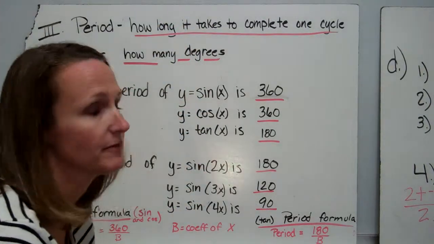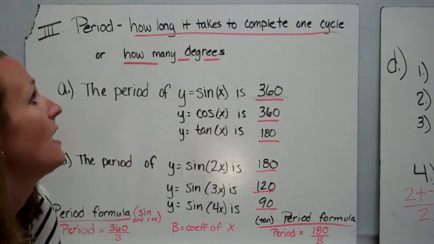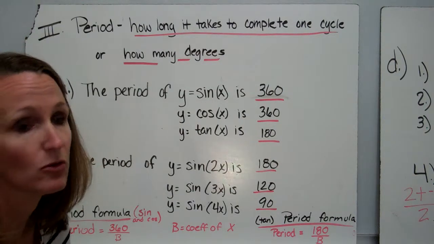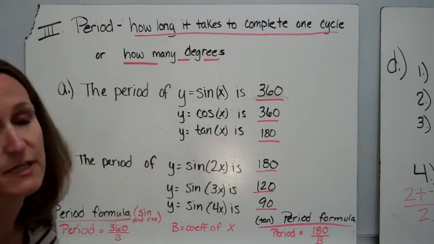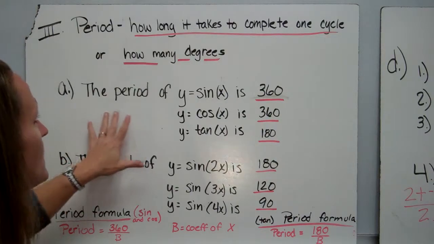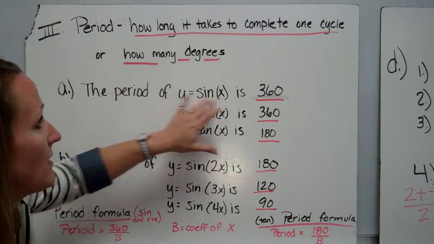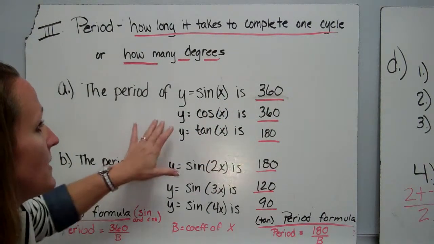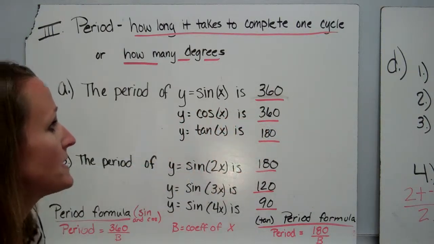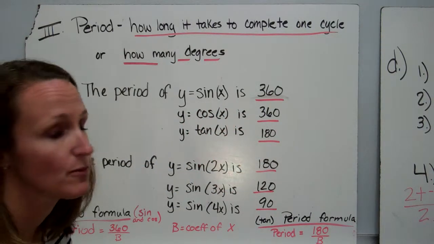Alright, so what about period? We talked about it briefly before. The period is how long it takes to complete one cycle, or how many degrees there are to a cycle. So the period of a regular old sine graph is 360. The period of a cosine graph is also 360, and the period of a tangent graph is 180.